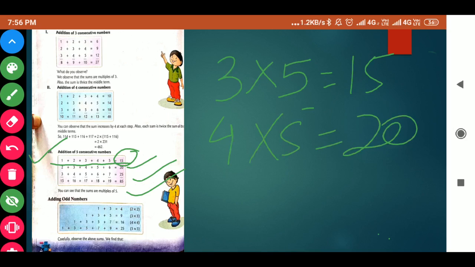Similarly, in the third one, the middle term is 5. Multiply it by 5 and you will get the answer 25. So, in this pattern, you can easily see that the sum of any 5 consecutive numbers is 5 times the middle term. You can take any example and you will get the answer easily.